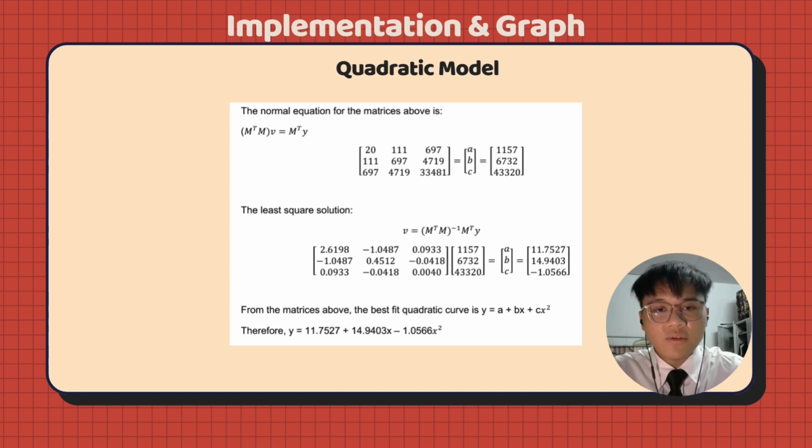After we get our least square solution, we can get our best fit quadratic curve equation, which is y equals 11.7527 plus 14.9403x minus 1.0566x squared.